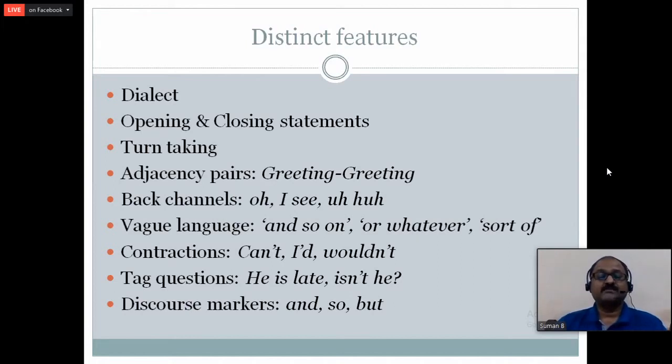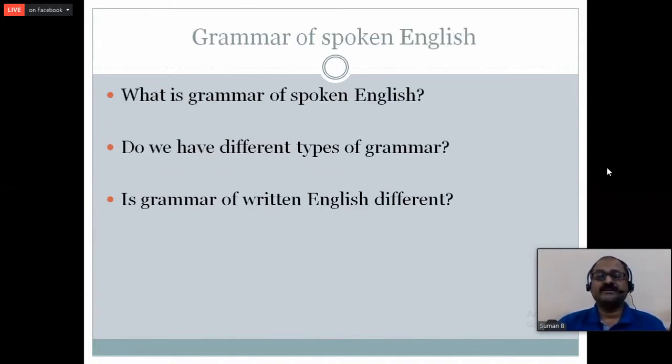Discourse markers. Because spoken English is not planned, normally we make use of discourse markers like "and," "so," "but." These kinds of linkers are used or repeated a lot. So all these distinctive features make spoken discourse unique. So this is the last item in our discussion.